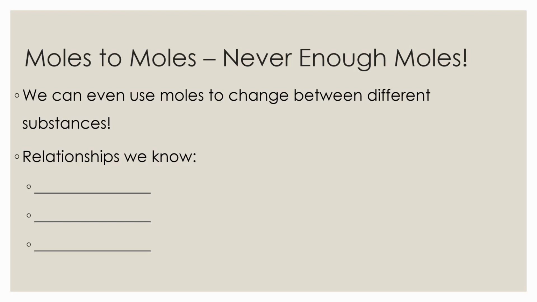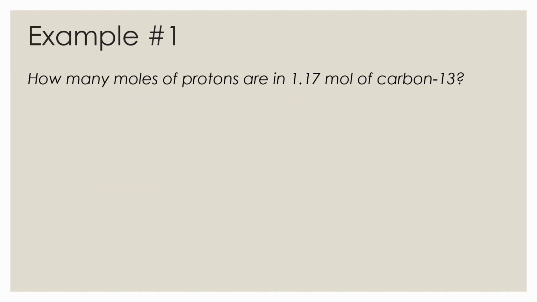So things we can change between, we can change from moles of atoms to protons or neutrons or electrons. We know how these things relate to our total atoms. We spent most of our first day of the unit learning it. So, for example, number 1, how many moles of protons are in 1.17 moles of carbon-13? We're going to follow the same steps. Step number 1, start with what you know, which is 1.17 moles of carbon-13.